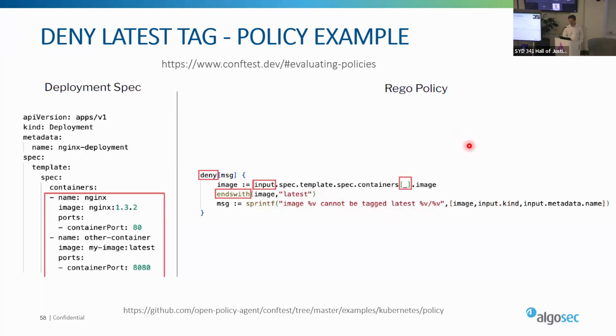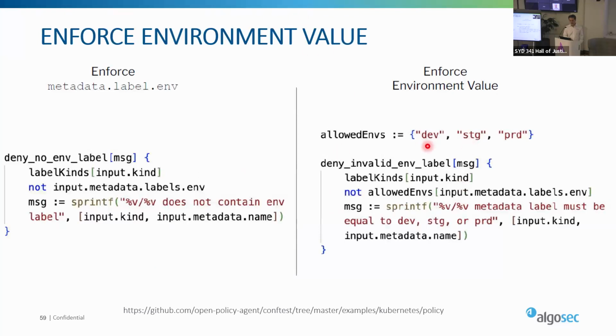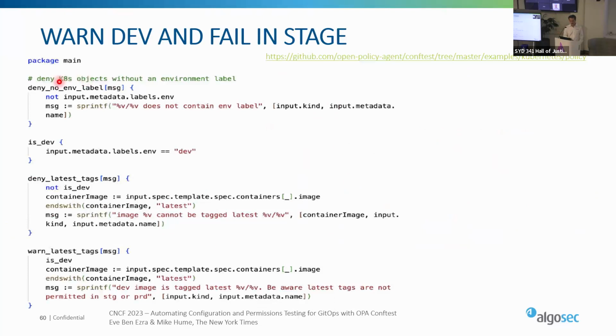That's just an example. Or if you want to enforce the environment value, for example a label, so only these environments are allowed to be deployed, then you can harness that type of policy as well. And this is an example of warning something in dev and failing in stage. So if it's dev, you provide a warning, and if it's staging, you deny it. That's just an example of how to use environment variables in OPA.